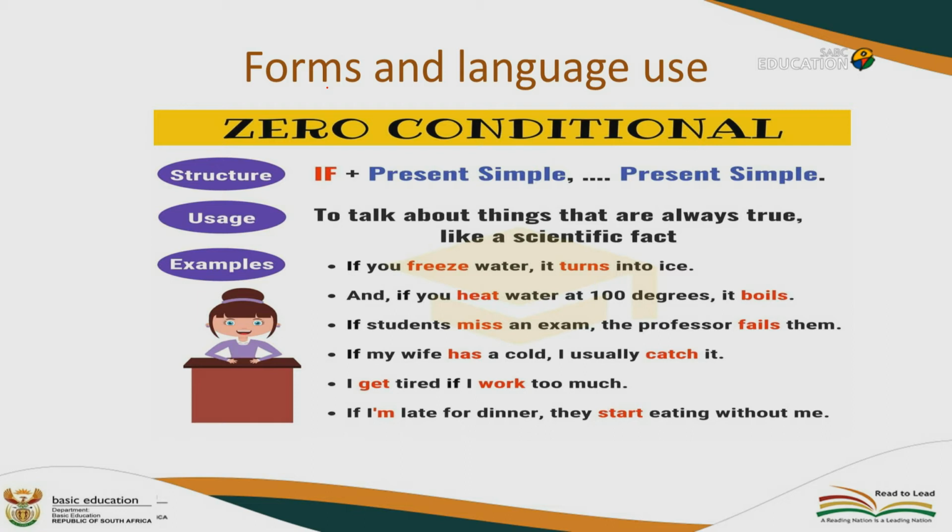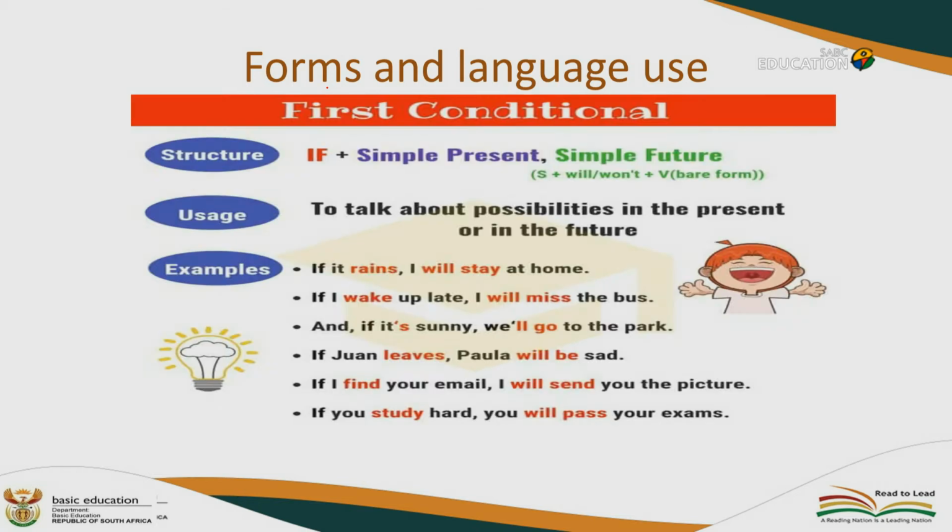If you heat water, it will boil. If you touch a heated surface, you will burn. This is a fact. Then we have the first conditional. First conditional talks about a possibility in the present tense, which means that it can happen. If it rains, I will stay at home. So it is something that is possible, could happen if you find the situation. If I find your email, I will send you the picture.